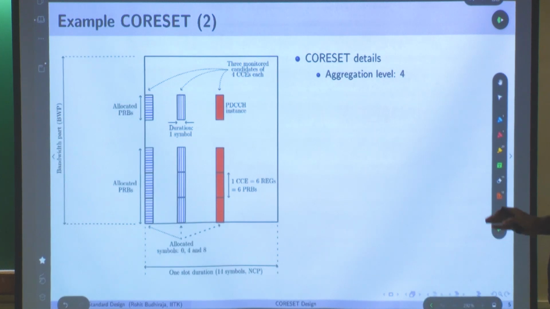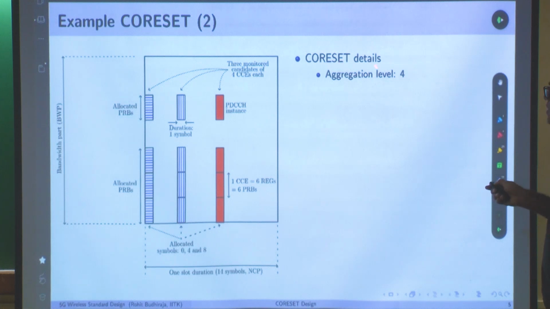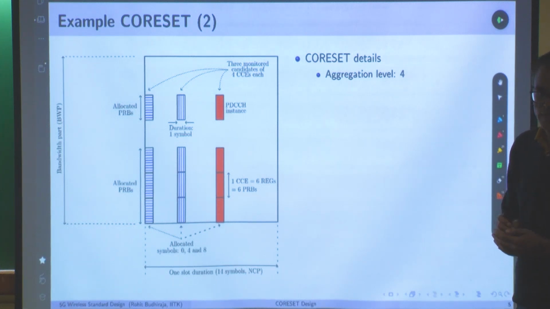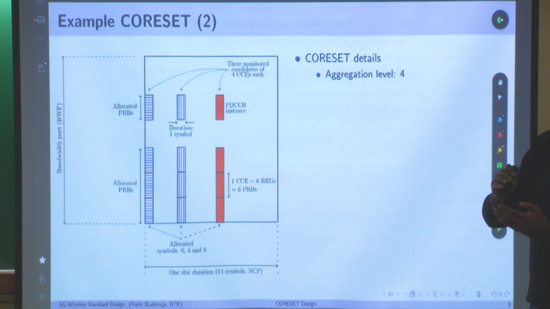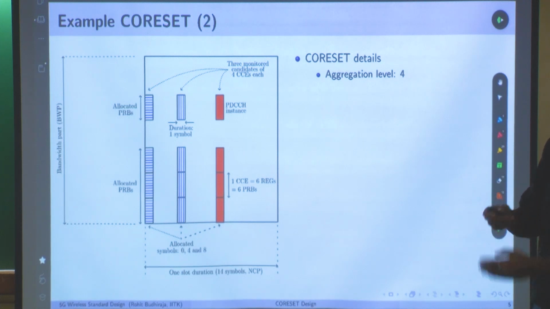Now I am taking another Coreset example, and we will see how it is allocated and how the UE will search using this Coreset. The first thing I am showing you here is that the Coreset is defined at an aggregation level of 4. So 4 CCEs are clubbed together, and only then a user's DCI will be mapped onto it. That is what aggregation level 4 means. And we calculated what the size of G will be for aggregation level 1, 2, 4 and 8.